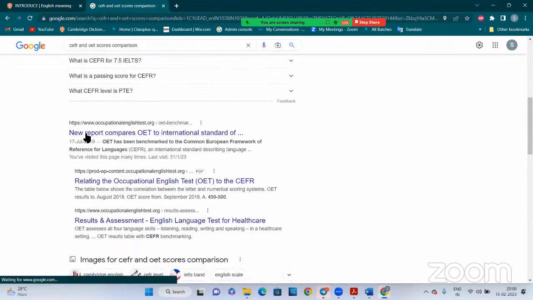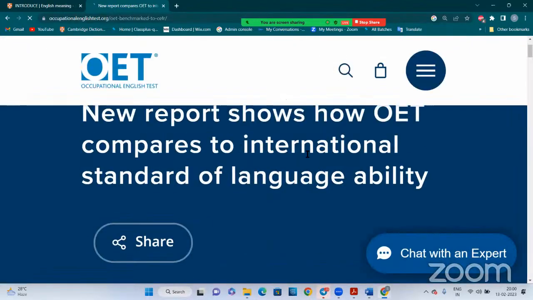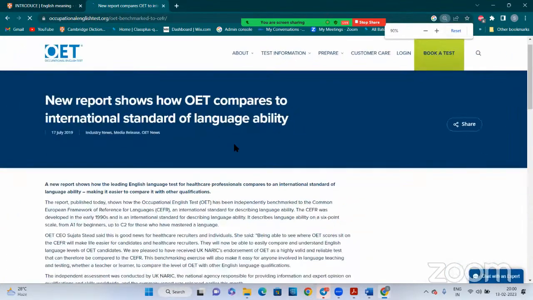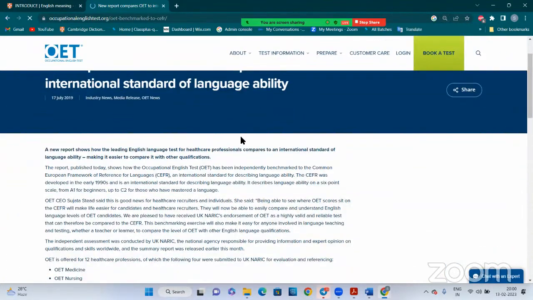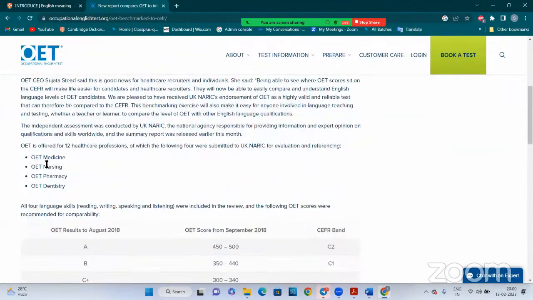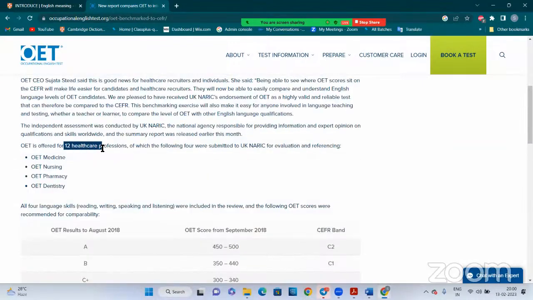This is the new official OET. You can see here, official OET, www.occupationalenglishtest.org. What is it telling you? What type of words you have to use? Now, the new report shows how OET compares the standard of language. What type of language are you using? Are you using excellent language or ordinary language? So now OET, medicine, nursing, pharmacy, dentistry, all 12 professions.